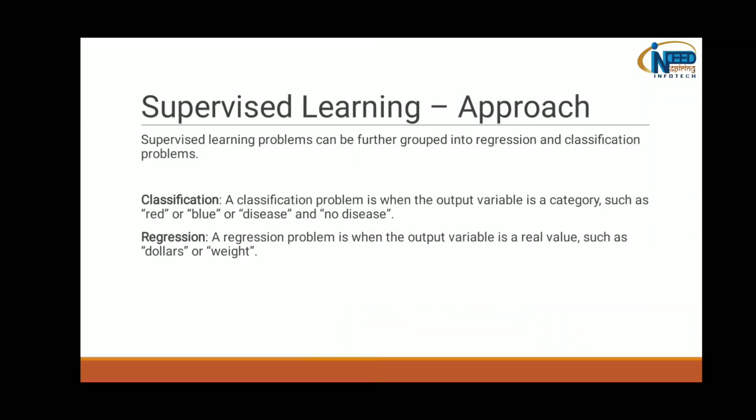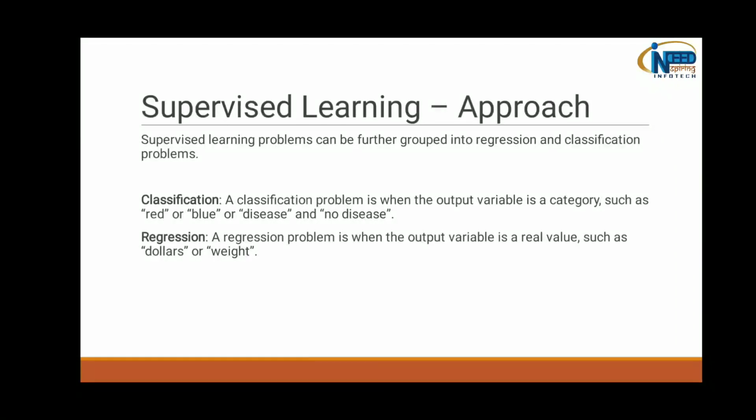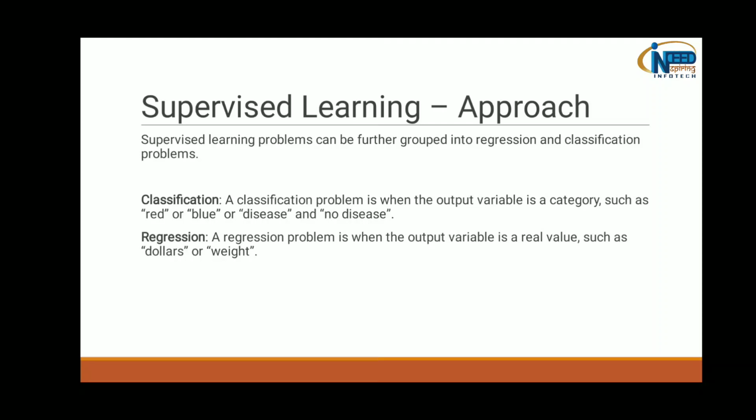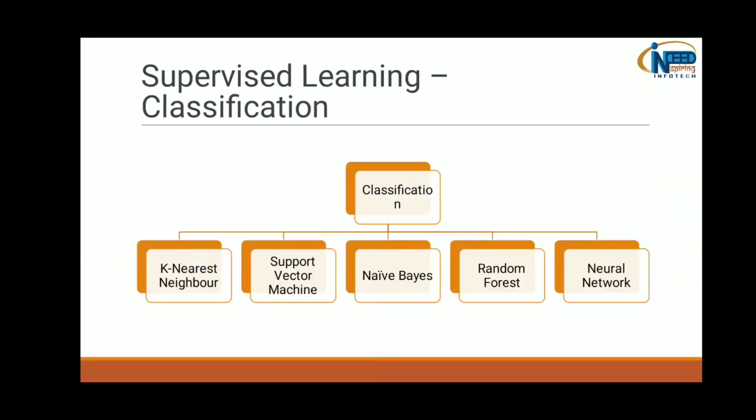Moving on to the approaches that we have in supervised learning. In supervised learning, problems can be further grouped into regression and classification problems. Now, a classification problem is when the output variable is a category, such as red or blue, or disease and no disease. But regression is a bit different. A regression problem is when the output variable is a real value, such as dollars or weight or rupees or something like that. Now, we will see different types of classification problems that we have in supervised learning.